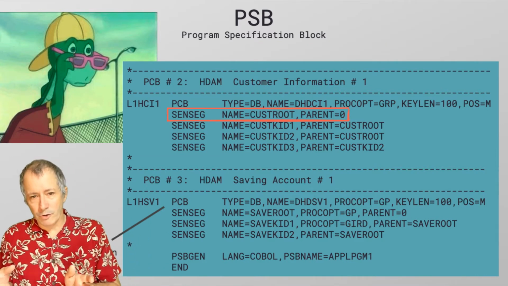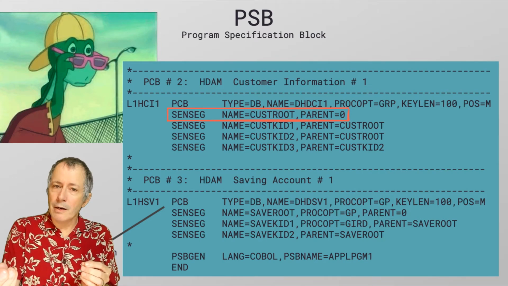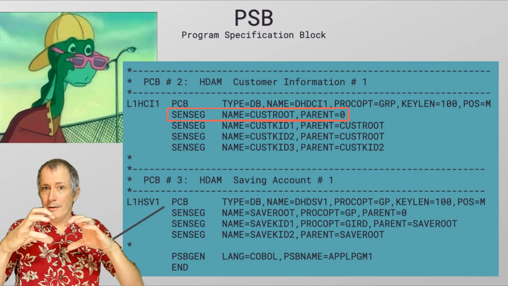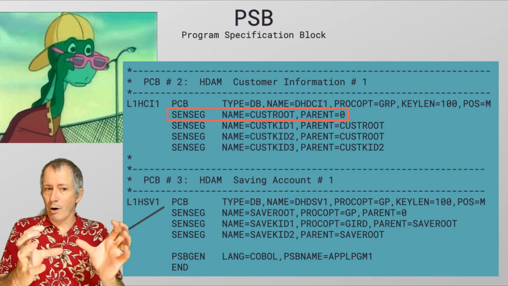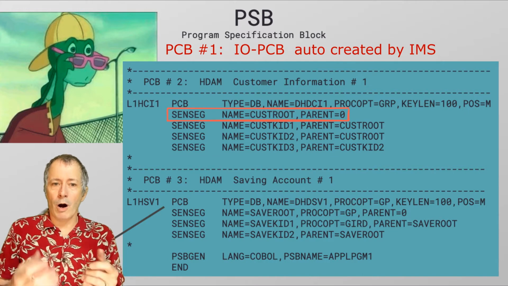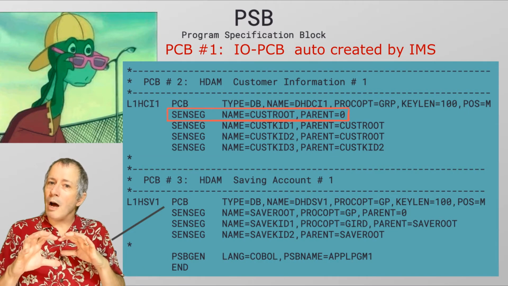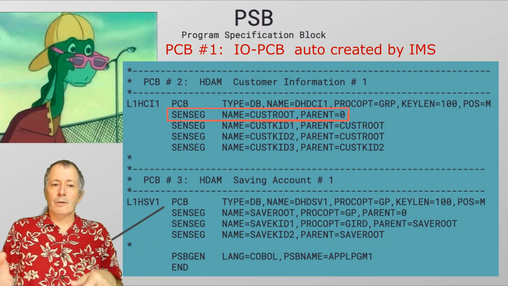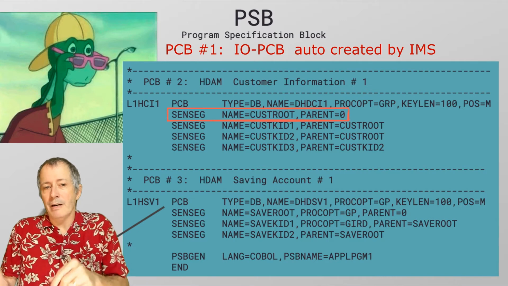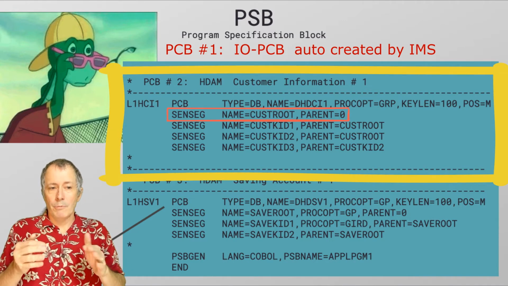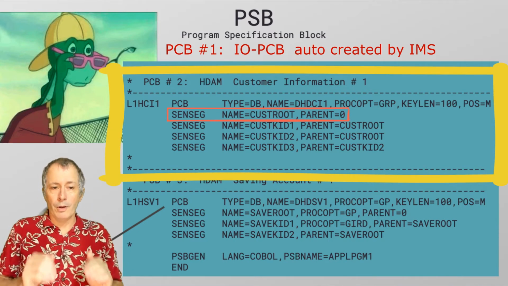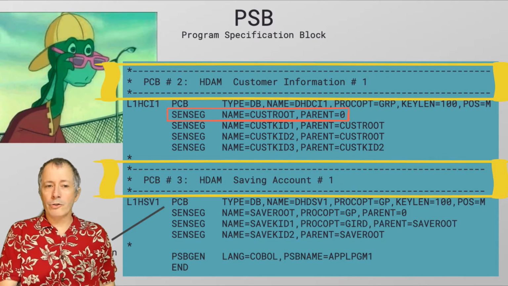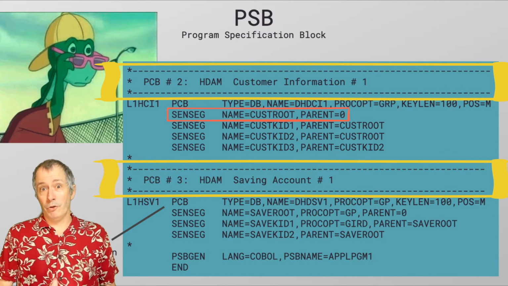Batch programs have to take checkpoints in order to commit the database changes. IMS needs a communication block for taking checkpoints. So IMS creates what's known as an IO PCB, and that will be PCB number 1. Therefore, the first PCB that is coded in the PSB source becomes PCB number 2. Hopefully the DBAs in your shop add comments like the one shown in this example to reduce the confusion.